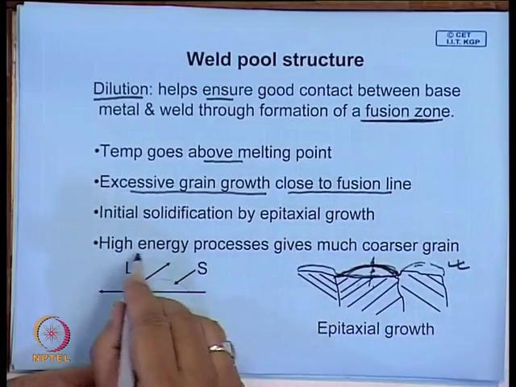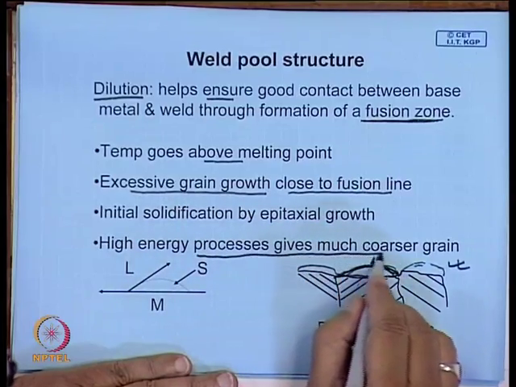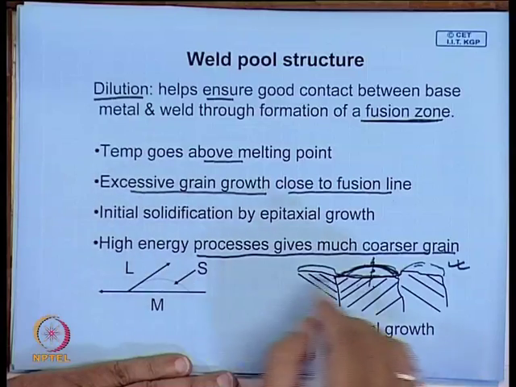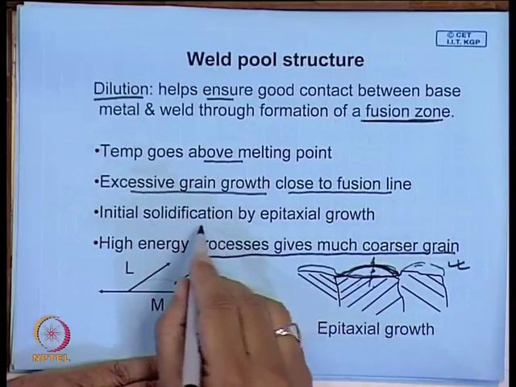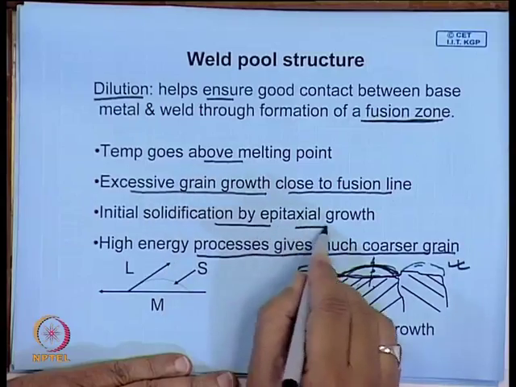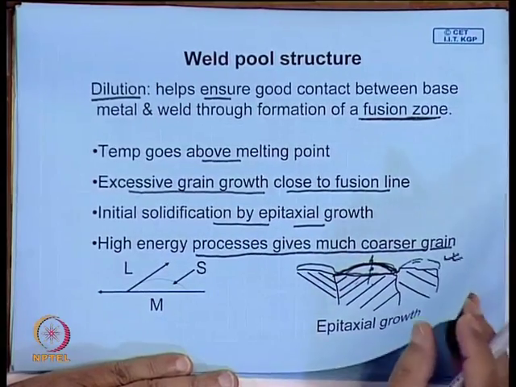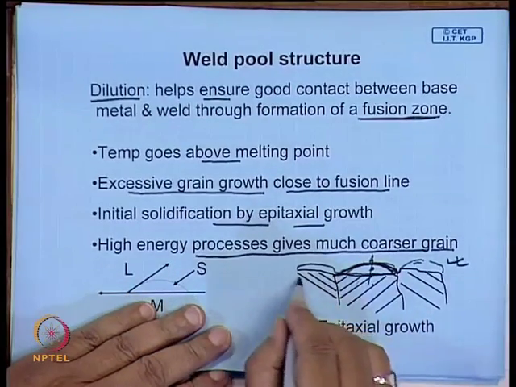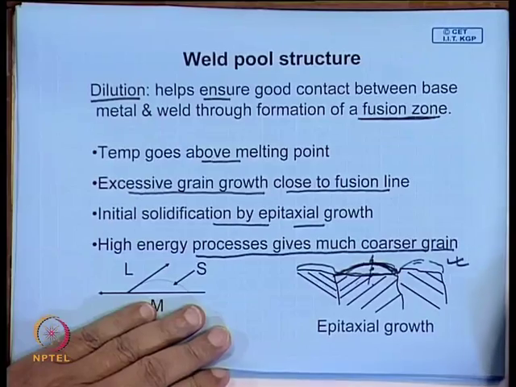Therefore, in all high energy processes where the temperature goes very high for a short duration, since the temperature is very high, there will be such large grain growth, and initial solidification will always be through epitaxial growth. So, even in a fine grain structure, it is very likely that near the fusion zone you will have extremely coarse grains.